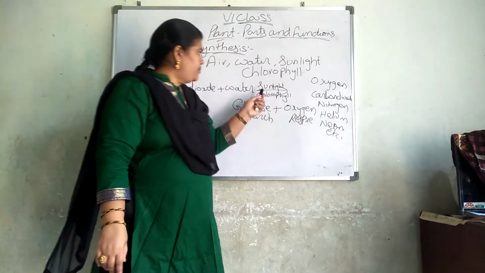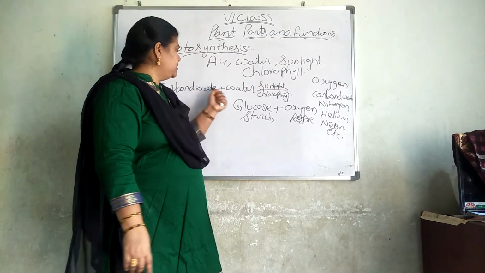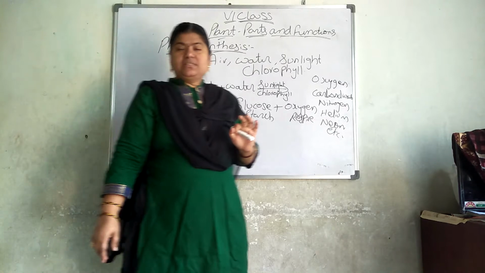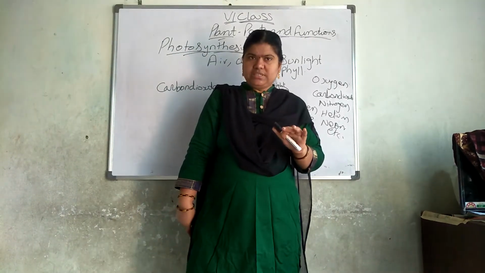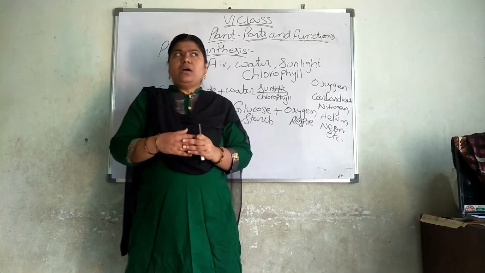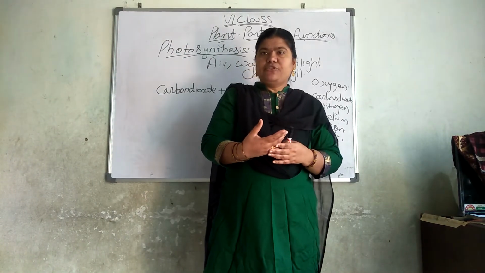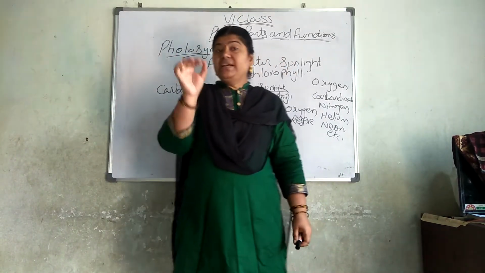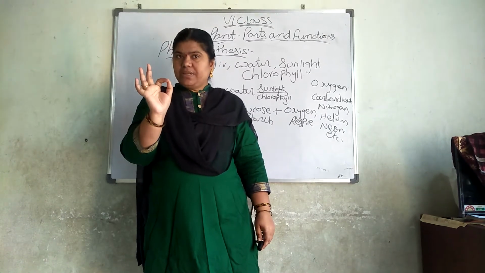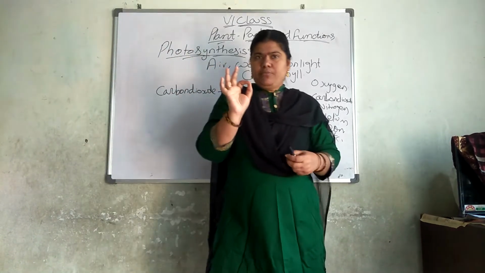So what is very important? Sunlight is very important, and they will prepare food like this. This is your photosynthesis. Did you understand? Which type of plants can do this photosynthesis? As I said, only green color plants can carry out the photosynthesis process.